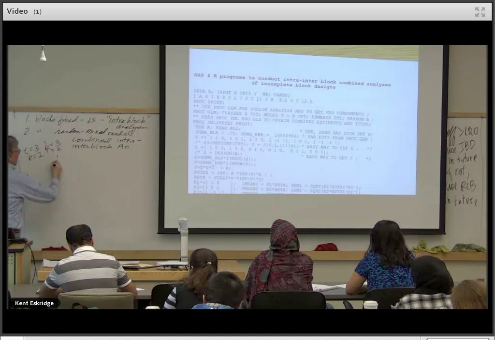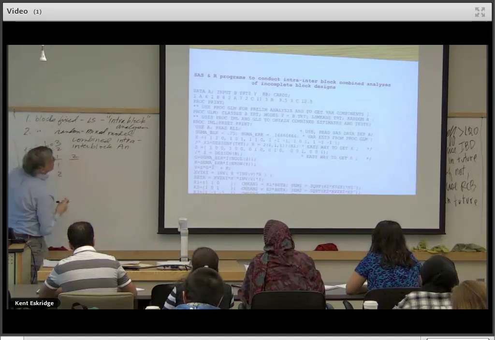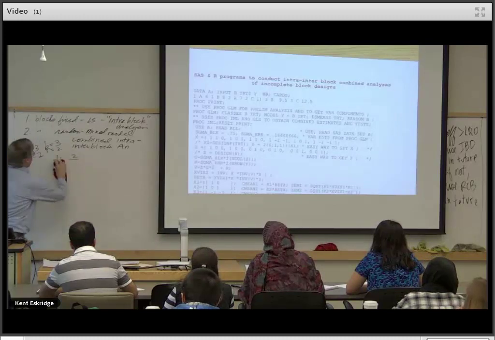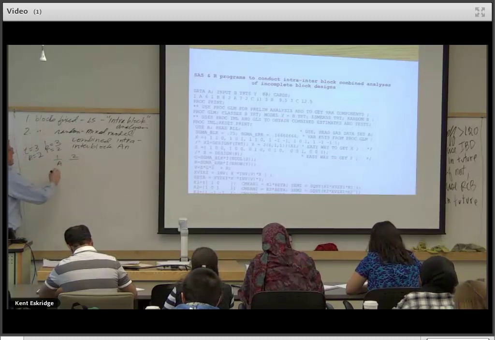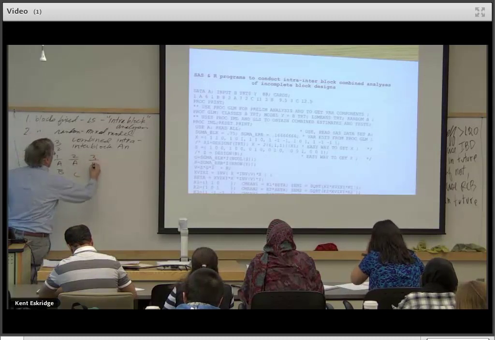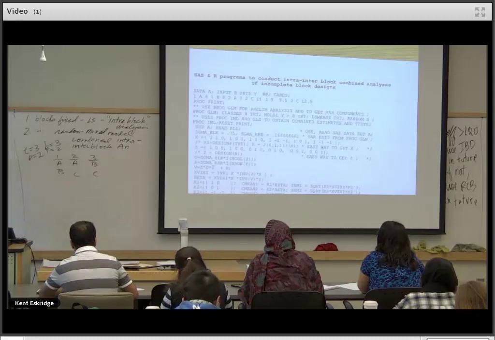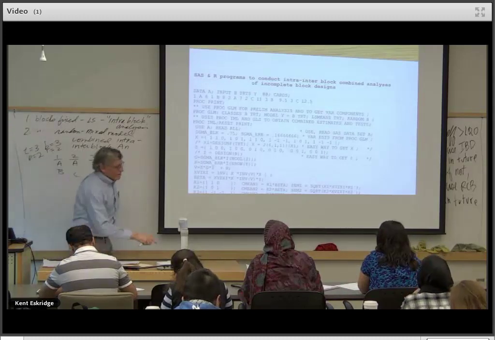And so the first block would have treatments 1 and 2 in it. In the example here, let's put A and B. First block would have A, B, the second block would have A, C, and the third block would have B, C. Simplest possible incomplete block design you can have. And so I'm putting some numbers on these.